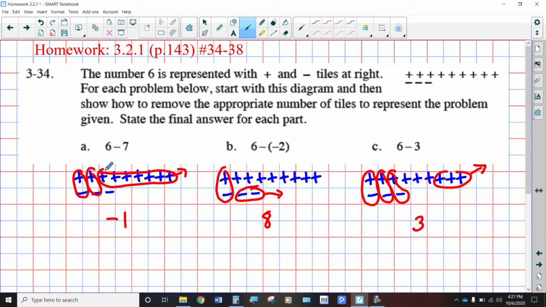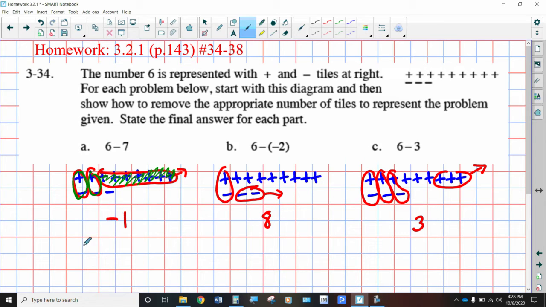Or here with the algebra tiles, we agree this has a value of 6. So when you take away 7, 1, 2, 3, 4, 5, 6, 7, all of those are gone now, leaving you with 2 positives and 3 negatives. And then you take these 2 0 pairs, they go away, leaving you with just the 1 negative. So this is a model for 6 minus 7 gives you an answer of negative 1.